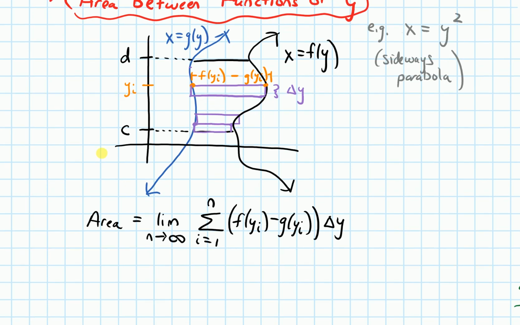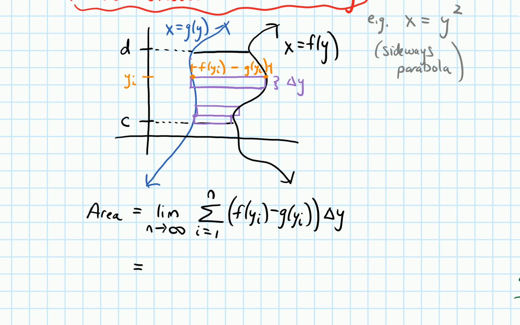And as we've seen before, this is going to be a definite integral. This is going to be an area. So, sorry, our area is the integral of f of y minus g of y. The y sub i's change to a y when we go to the integral, and the delta y becomes dy. And then looking at the picture, the interval for y here was from c to d.